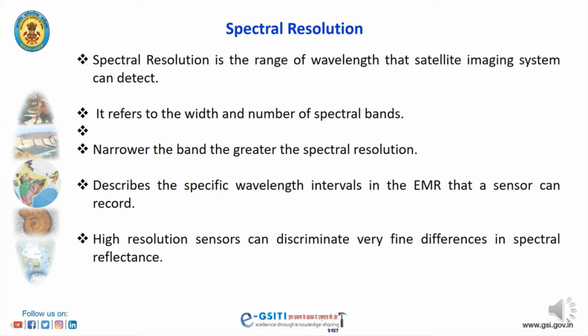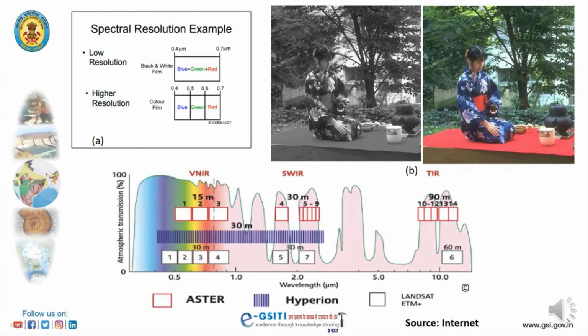Spectral resolution is the range of wavelength that a satellite imaging system can detect. It refers to the width and number of spectral bands. Narrower the band, the greater the spectral resolution. It describes the specific wavelength interval in an electromagnetic radiation that a sensor can record. High resolution sensors can discriminate very fine differences in spectral reflectance.